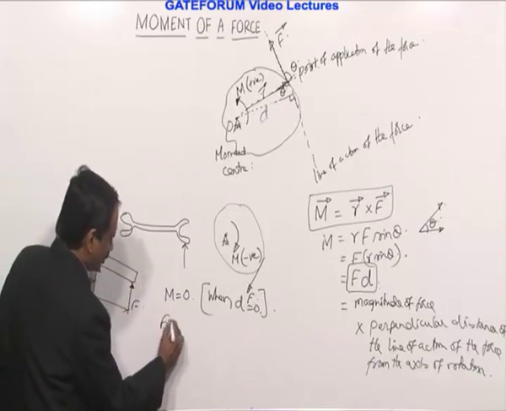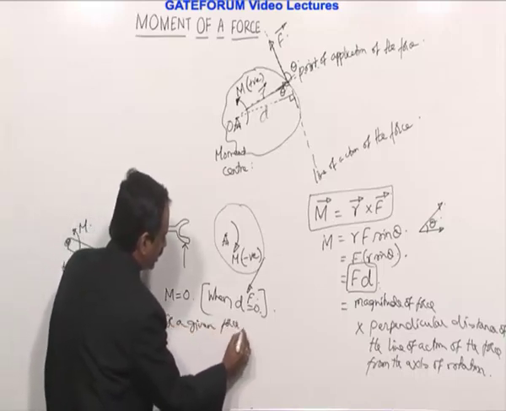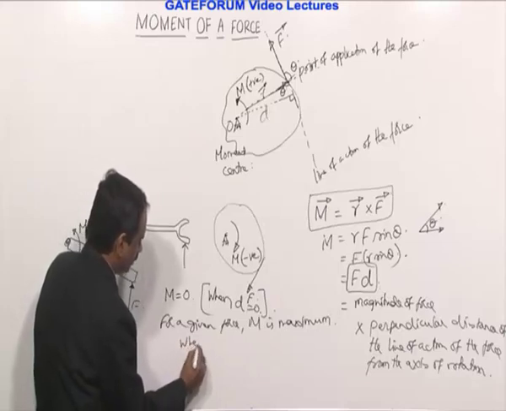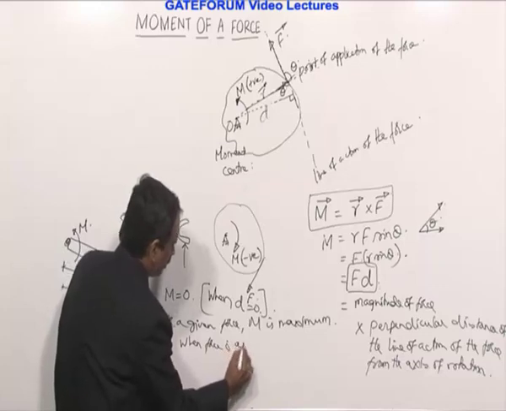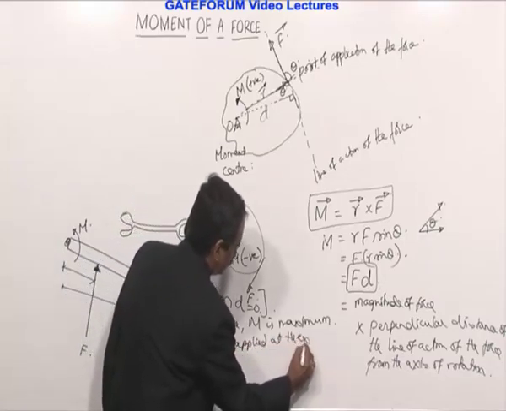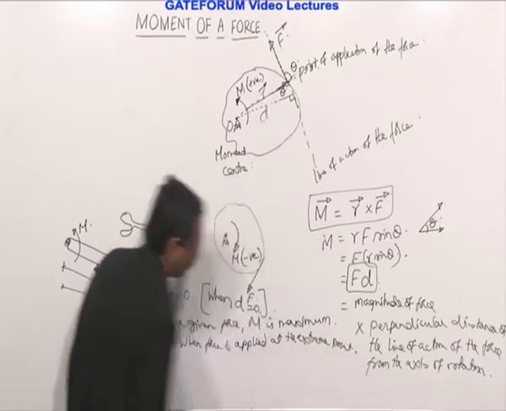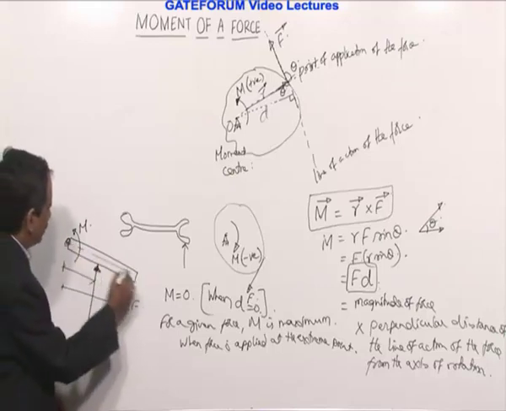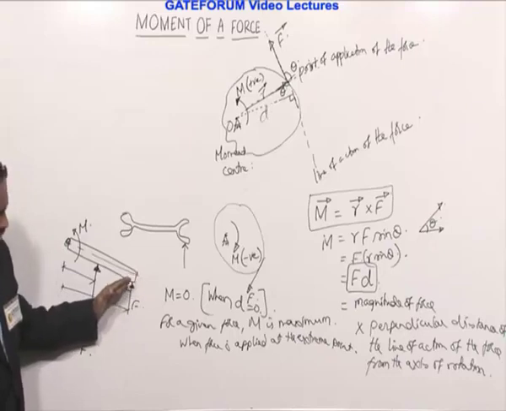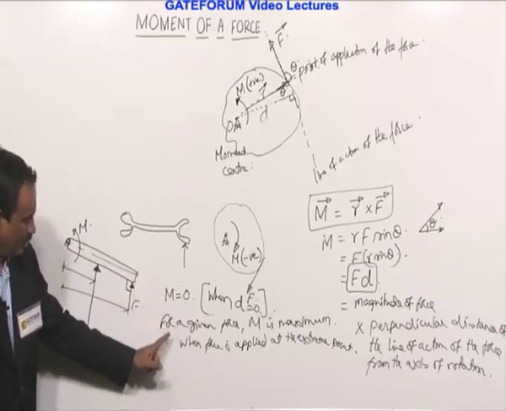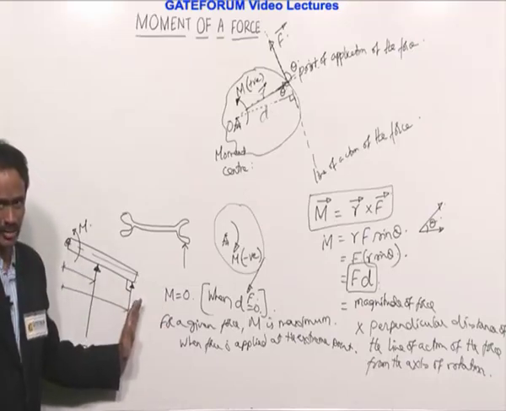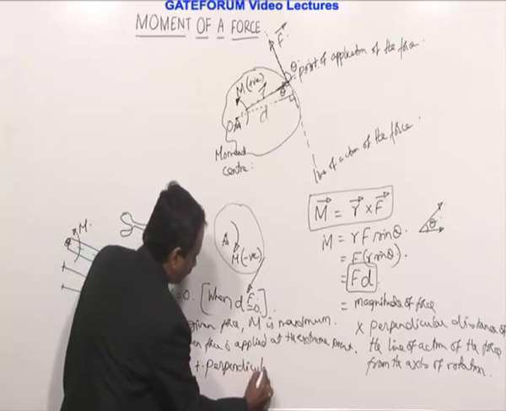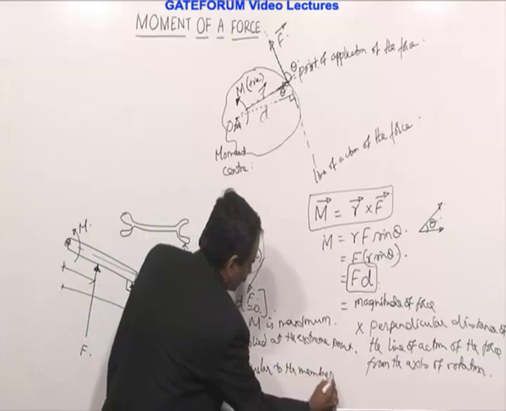So for a given force, M is maximum when the force is applied at the extreme point. In addition, we have to apply the force normal to the axis of this member. Suppose we apply the force like this, then the moment will be reduced. So for maximum moment value, we have to apply the force far away from the axis of rotation, plus you have to apply it perpendicular to the member. This will give you the maximum moment.